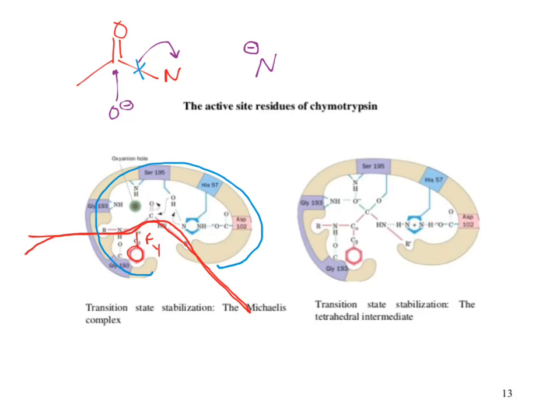Okay. At this point, I now have the tetrahedral intermediate. I want to kick out some groups. We're going to need to start doing some transferring. Well, histidine just picked up a hydrogen. Okay. Pulled the hydrogen off of our serine.